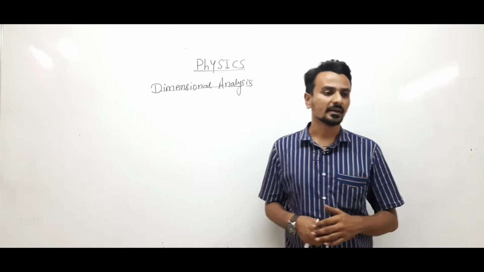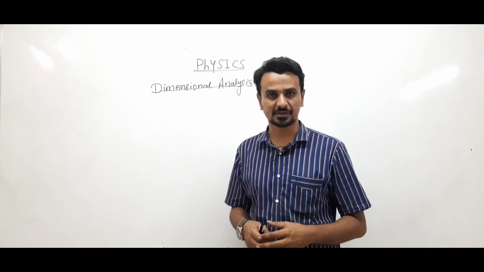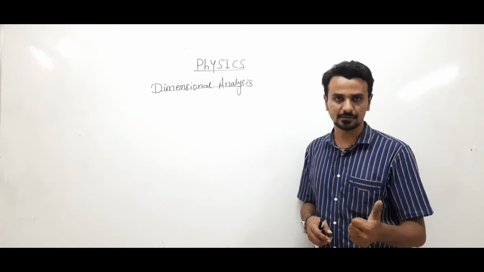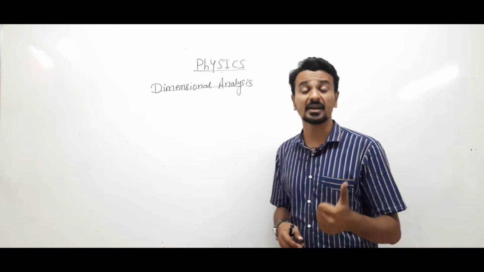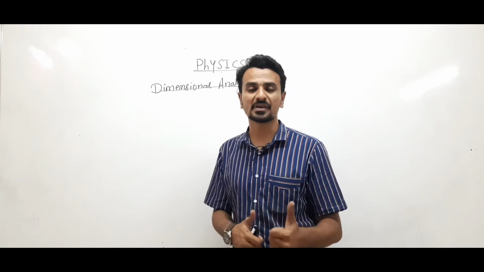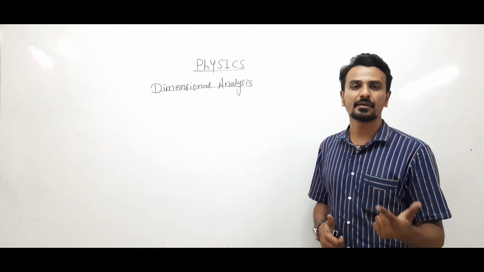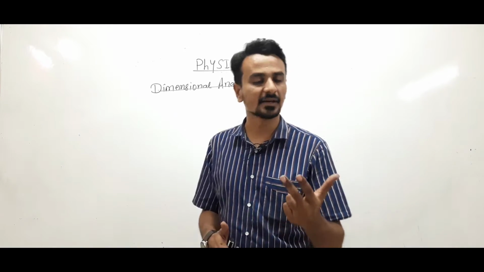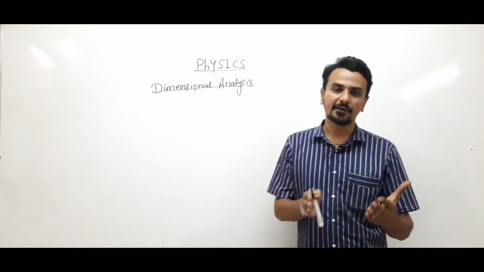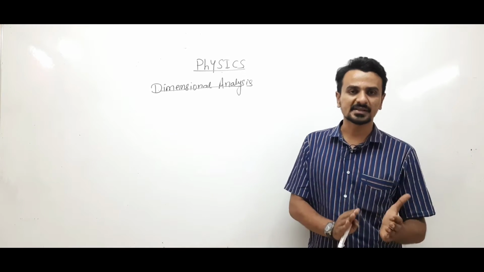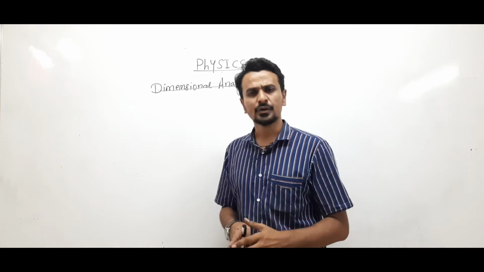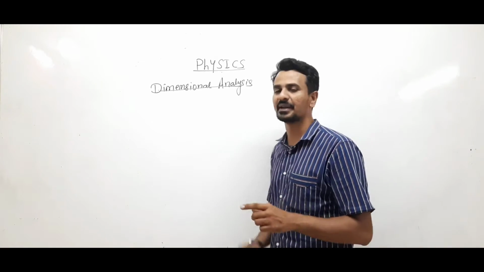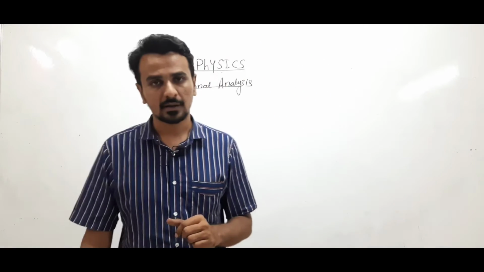Once again, there are mainly three applications. First one is to check the consistency of an equation, to check whether the equation is correct or not. The second one is to obtain the relation between different physical quantities, and the third one is to convert a physical quantity from one system to any other system. So these are the three main applications of dimensional analysis where we will be using the dimensional formula.